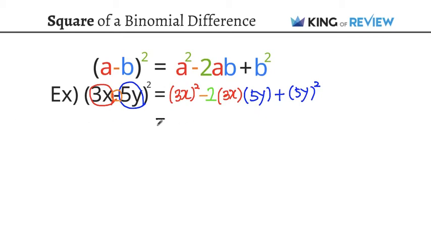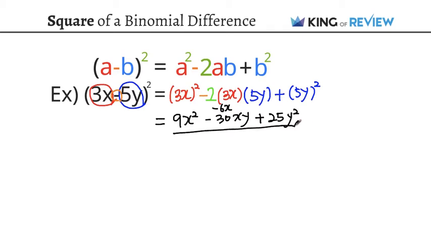And this is equal to 3x squared. 3x times 3x, that's equal to 9x squared, and negative 2 times 3x, that's equal to negative 6x, and negative 6x times 5y, that's equal to negative 30xy, right? And then plus 5y squared, that's equal to 25y squared. So this is the answer of this, right? Can you understand this? Okay.